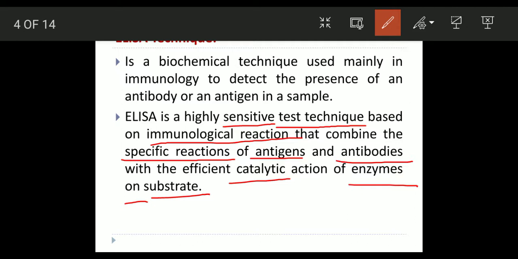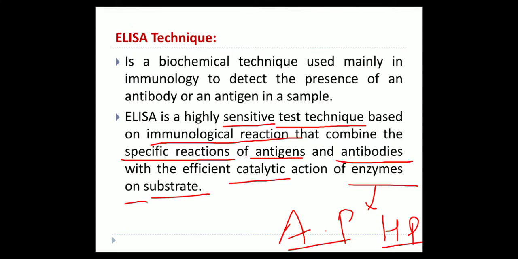Now what are the enzymes? If you want to know, the enzymes are alkaline phosphatase and also horseradish peroxidase. You can find the names of the enzymes used from Google or books as well. The main focus is to understand the concept here. And there are many kinds of substrate; enzymes are mainly added corresponding to the substrate.